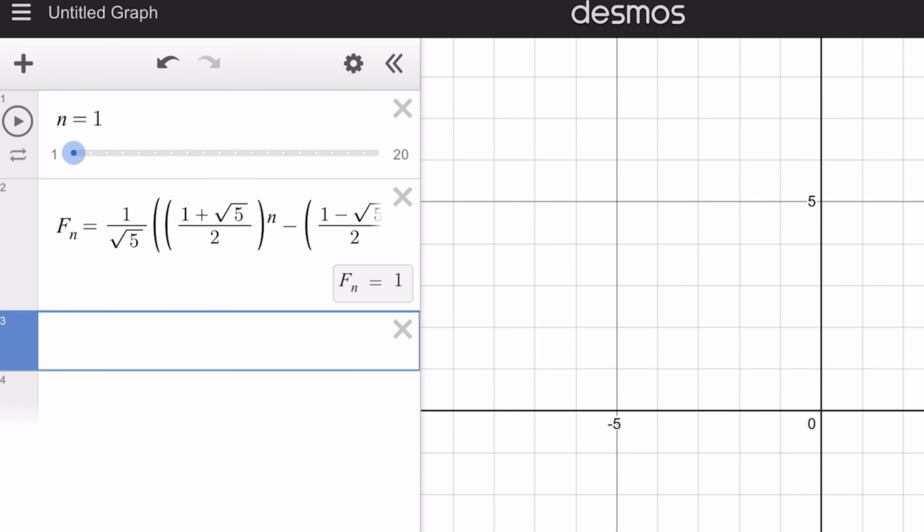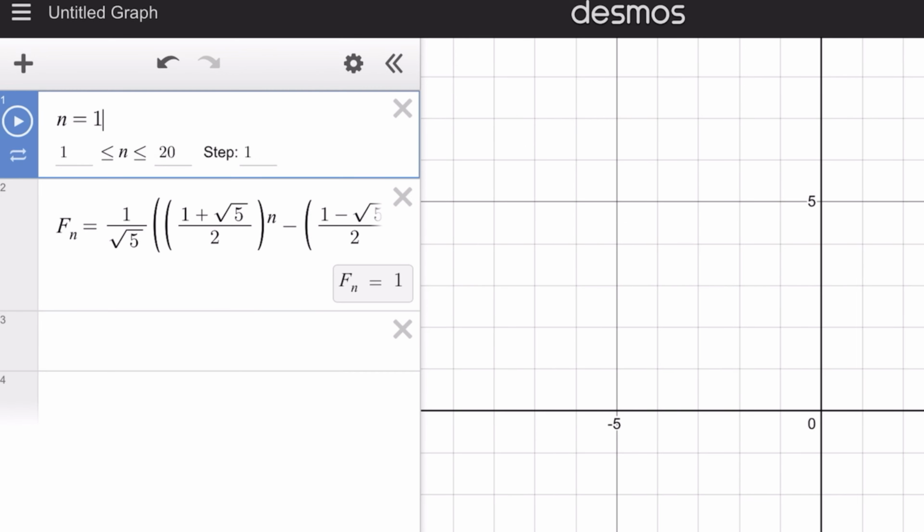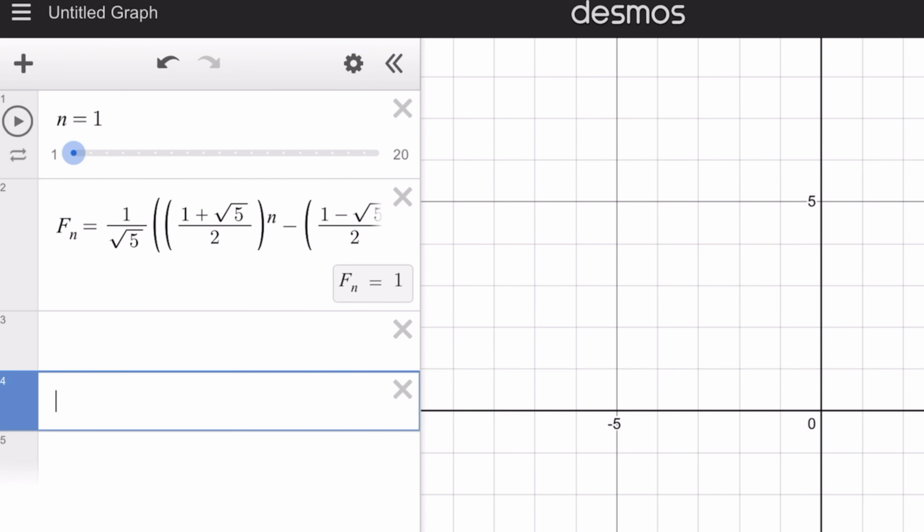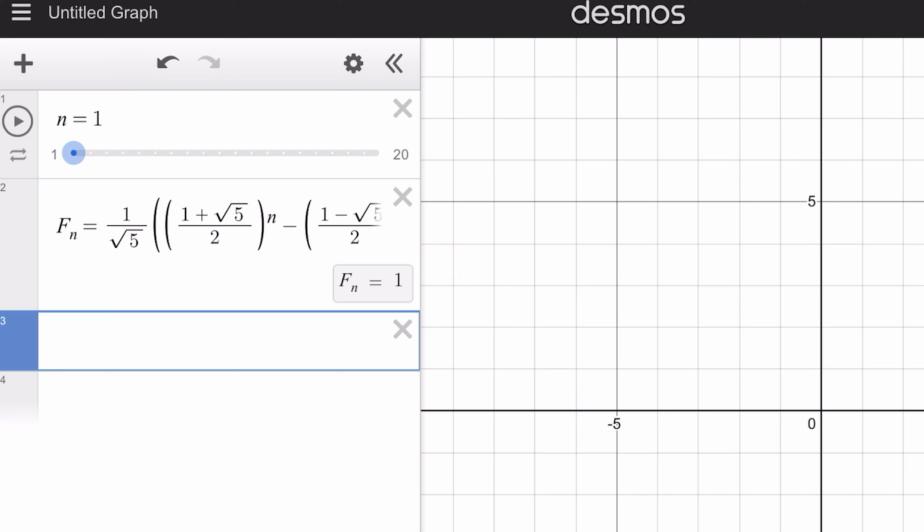So n is a natural number, so I've just picked n can be between 1 and 20 and a step of 1, so it's only going to be integer values from 1 to 20, just so we can investigate the first few values that this equation gives us. So if I plug in n equals 1, I can see here that I get fn equals 1. If I use n equals 2, I get 1. If I use n equals 3, I get 2. N equals 4 gives me 3. N equals 5 gives me 5. N equals 6 gives me 8. Then I get 13, 21, 34, 55.